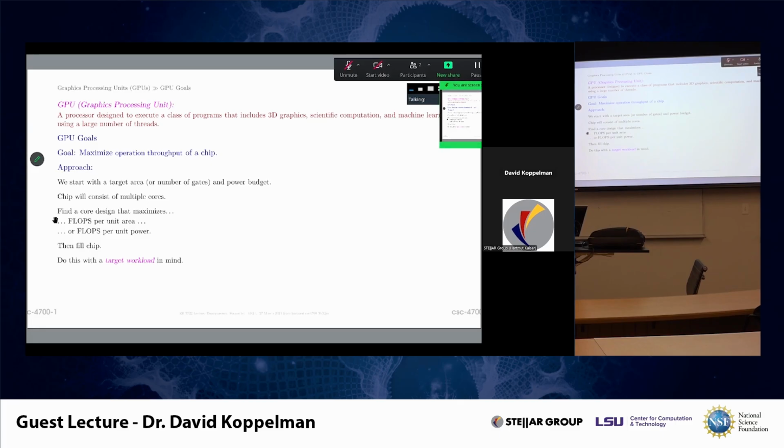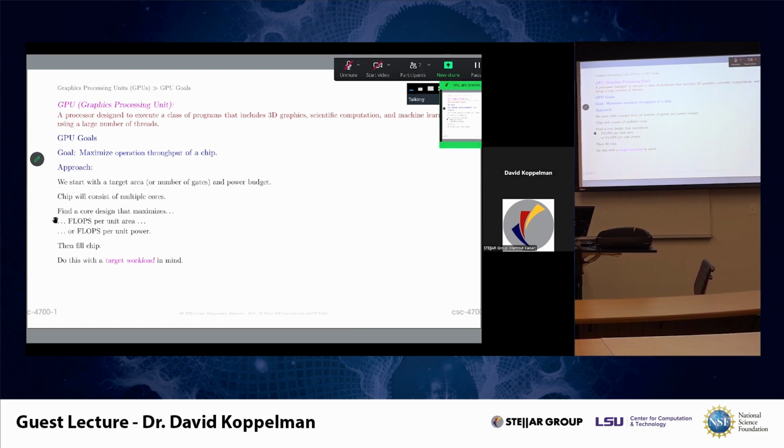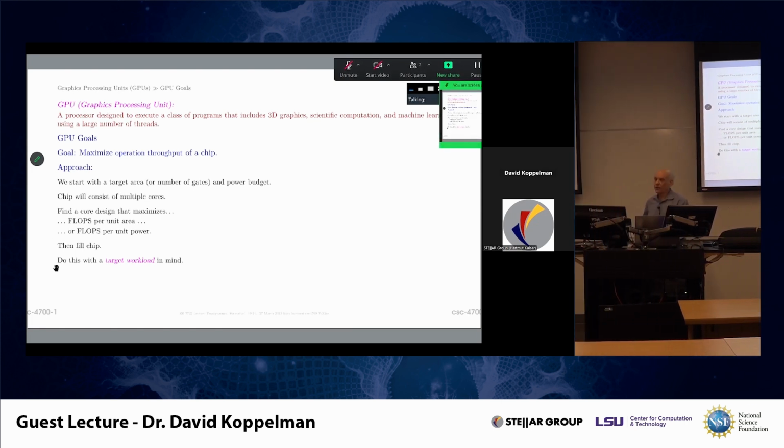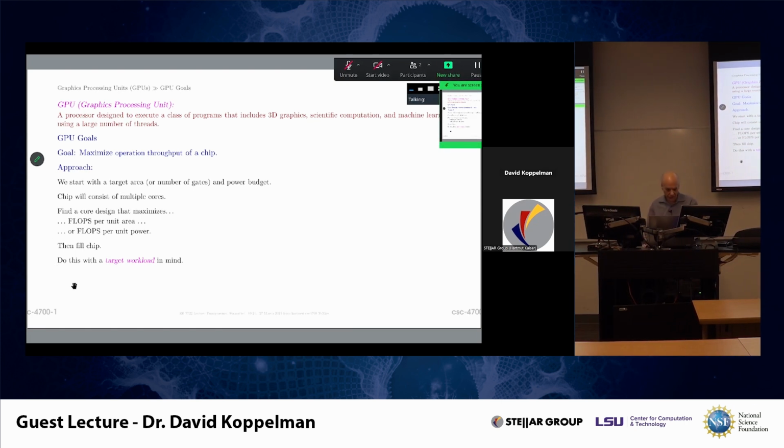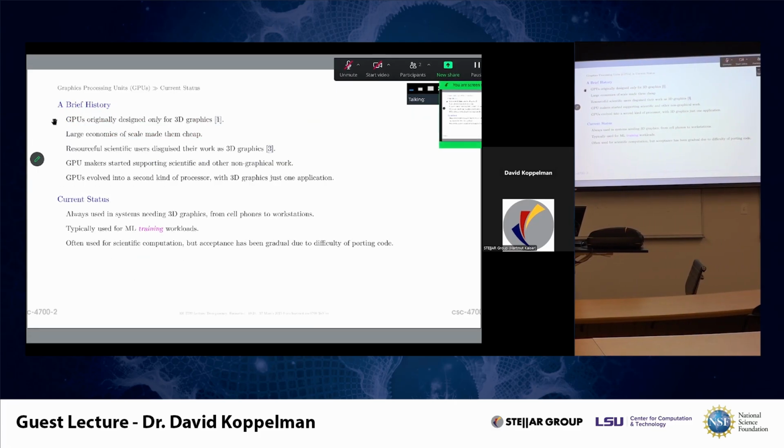Clearly, if you have floating point units that don't have operands, they're useless. So what you need to be able to do is deliver operands to these floating point units, and of course take the results and send them where they need to go. Okay, so that's been one of the design goals of GPUs since the beginning, but of course with a target workload. They were originally designed, as I said, for 3D graphics.